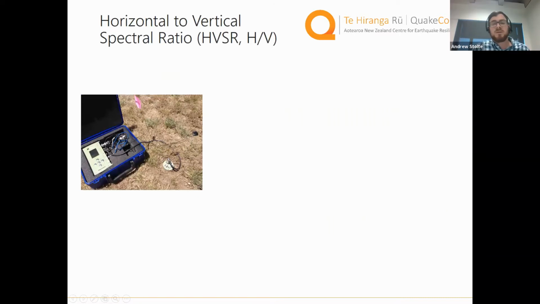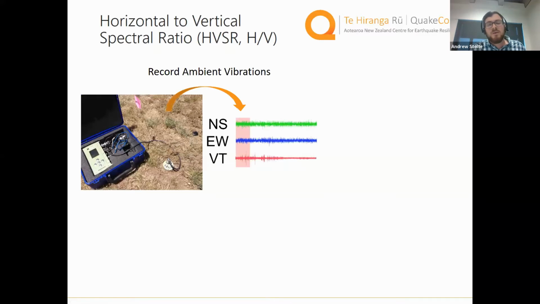So the first method is the horizontal to vertical spectral ratio method. It's also called HVSR or H/V, and I'll probably interchange them in this presentation as I speak. But the method is relatively simple. You take a broadband seismometer capable of recording three components of ground motion, north-south, east-west, and vertical, and place it in the ground. We let it record what are called ambient vibrations. So the earth around us is shaking all of the time, from small earthquakes that we don't normally feel, to ocean waves hitting the coast, winds generating surface waves as they travel across our plains. All of this creates what we call the ambient wave field. And we look at how these waves travel across our site and try to infer the properties of the soil underneath.